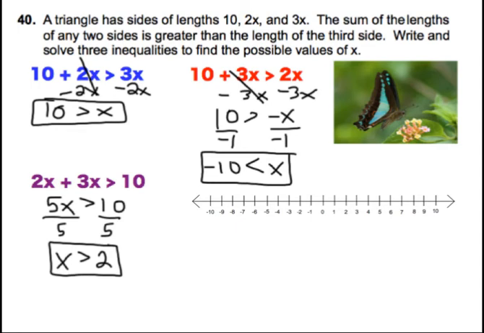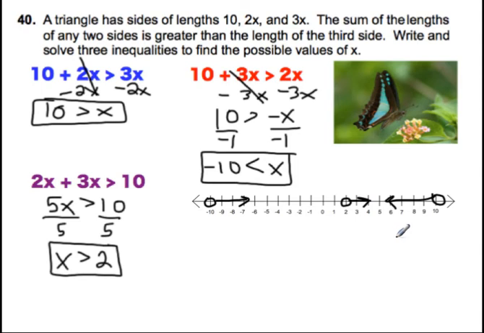So if you look at the first inequality, it says 10 is greater than x. That is also x is less than 10. So that would be an open dot at 10 going to the left. The next inequality says that -10 is less than x, or that means that x is greater than -10. So you'd graph it like I have on the number line. And then you look at x is greater than 2, that would be an open dot at 2, and that would be going to the right.